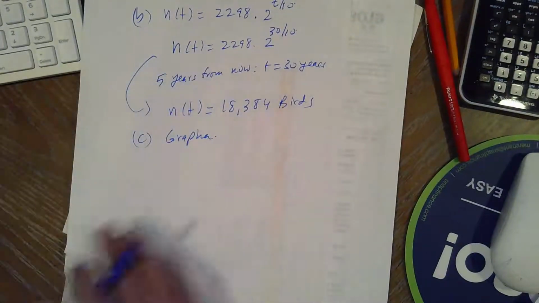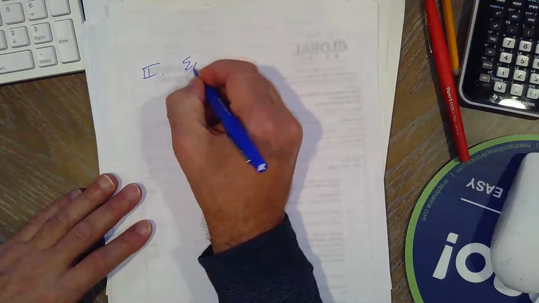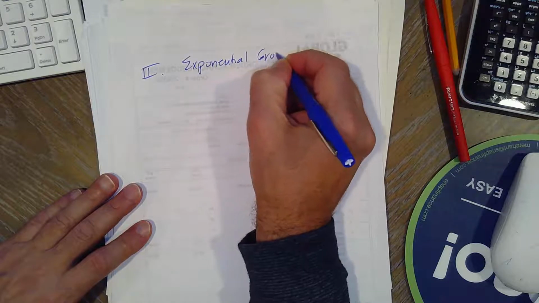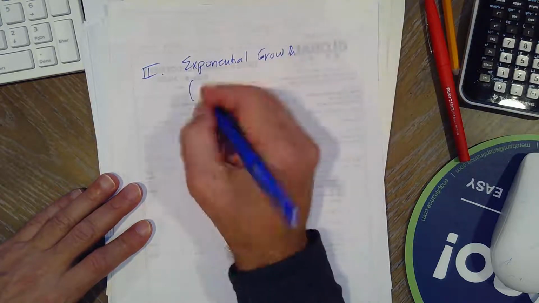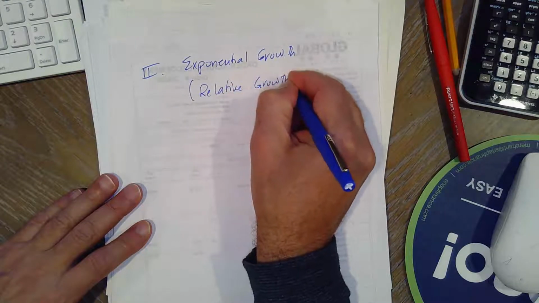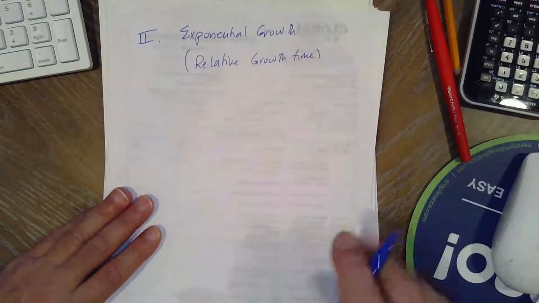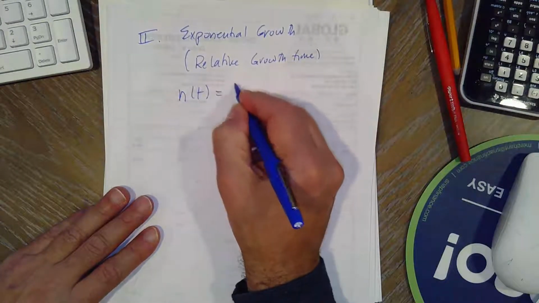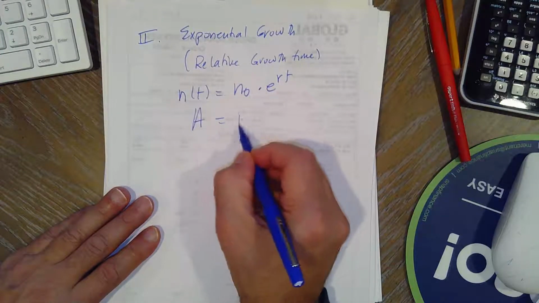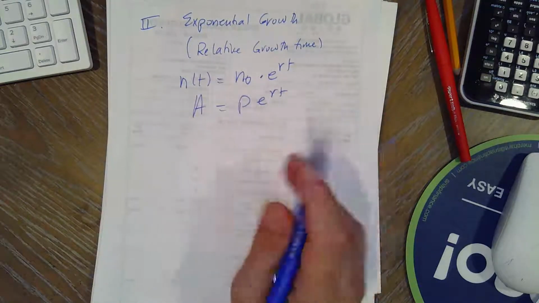So let me write this down. Exponential growth. This one deals, instead of doubling time, with relative growth rate. And you will be told which one to use on the test, okay? N of t equals N sub 0 e^(rt), which is similar to A equals Pert, if you remember that. It's very similar, it's just different notation.